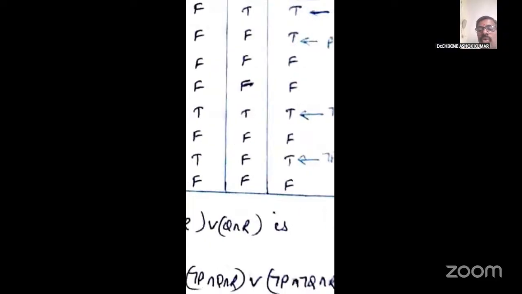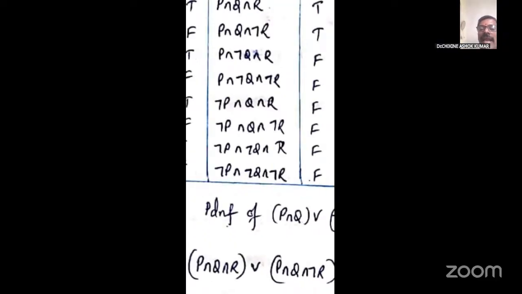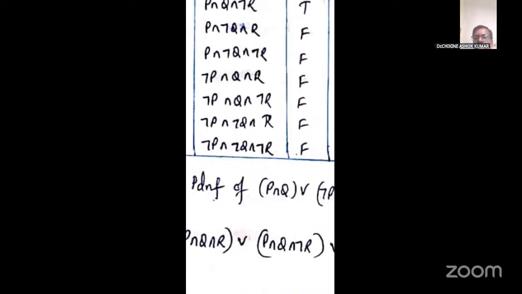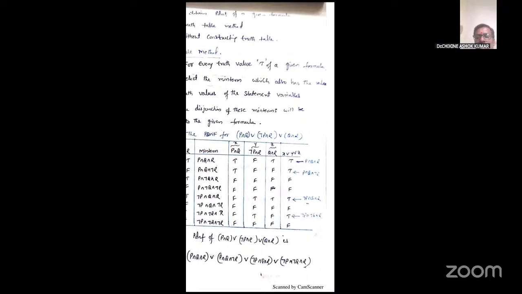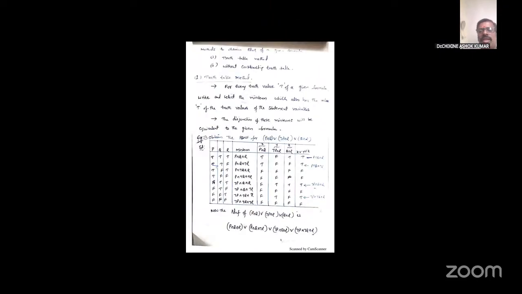What is its corresponding min term? Negation P intersection negation Q intersection R. So that is the final combination. So it has totally four combinations. See here, what is our question?